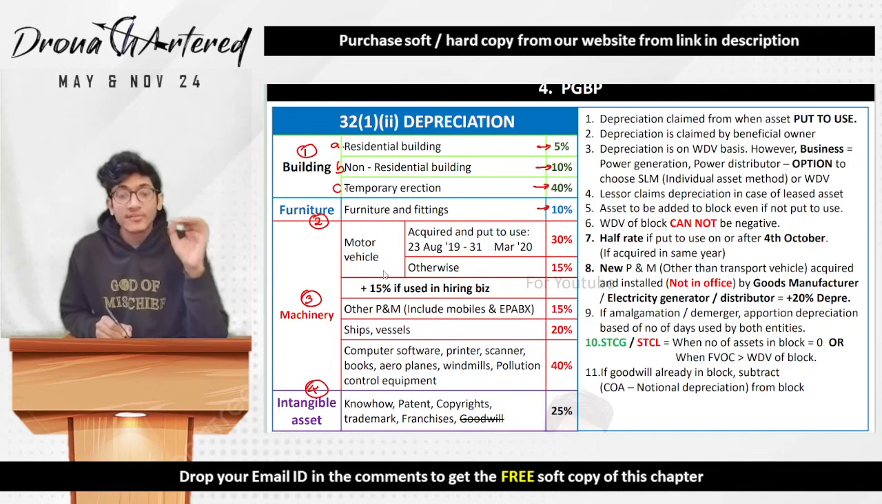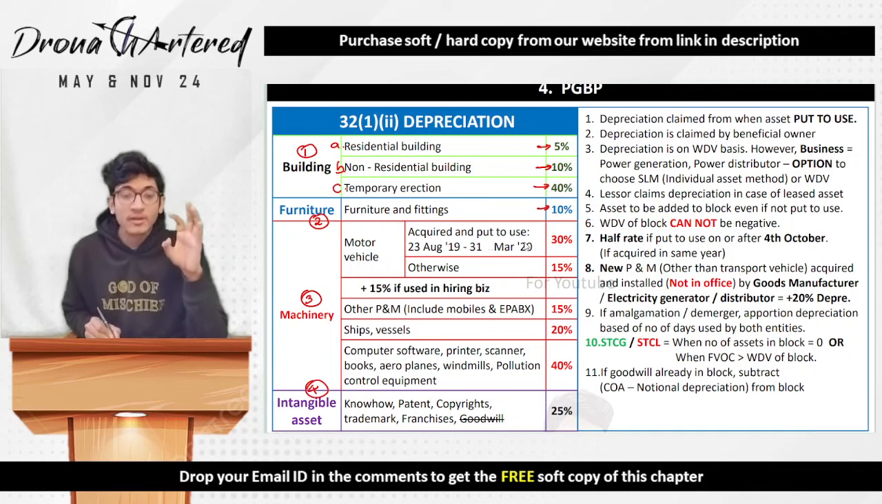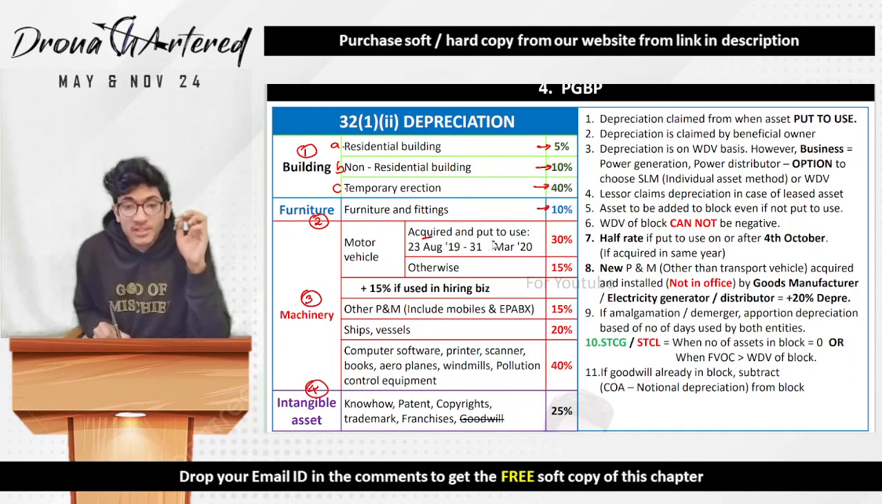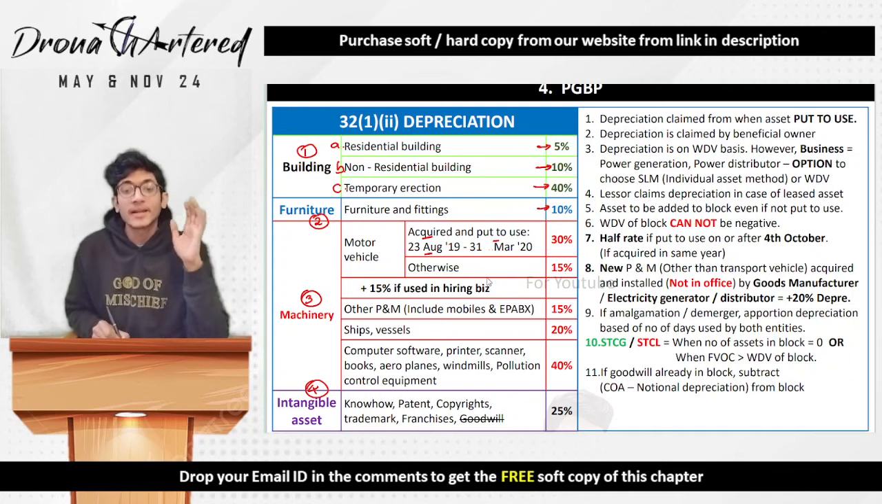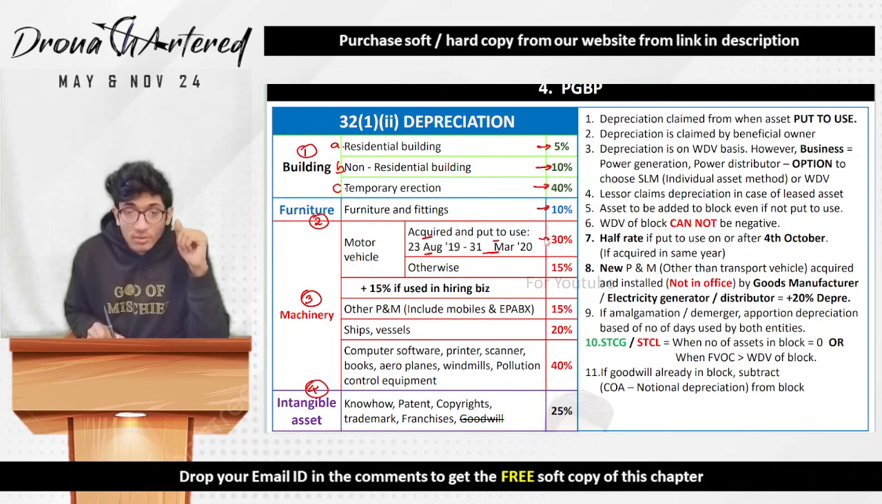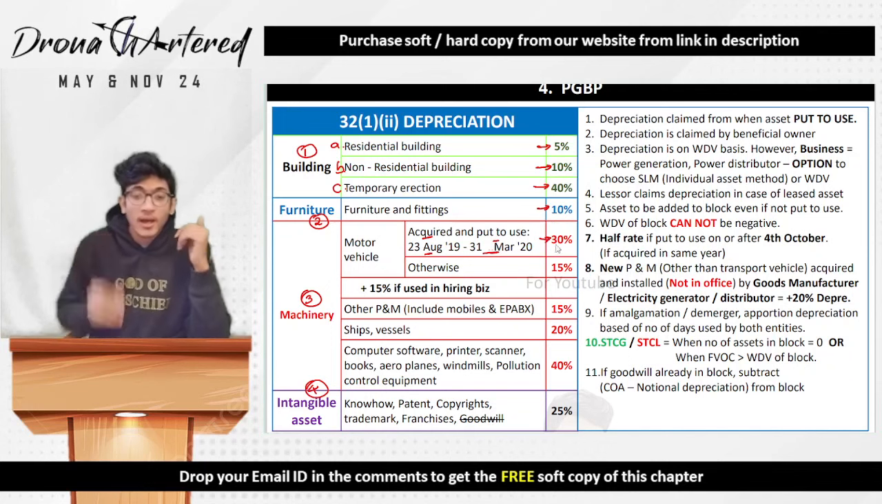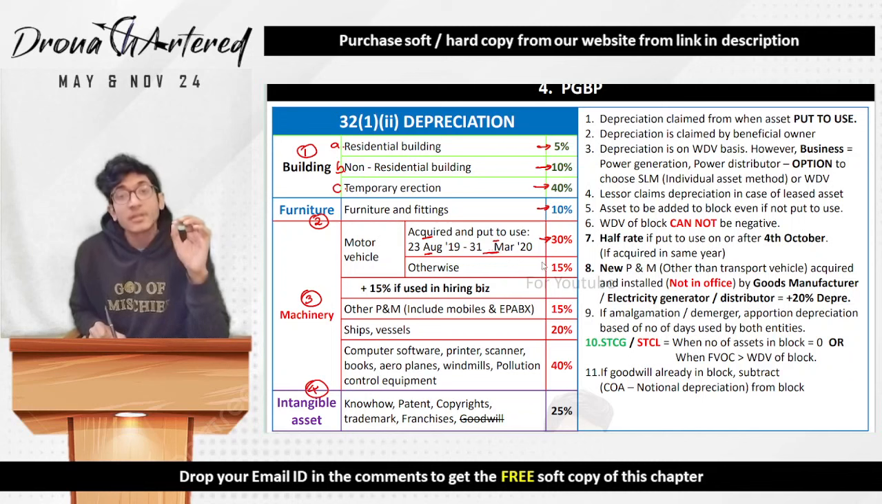So under machinery, first is your motor vehicle. Under motor vehicle, if you acquired and put to use, if both of these things were done, that means you acquired, you purchased it, and you put to use between the date 23rd August 2019 to 31st March 2020, in such a case, depreciation will be allowed at the rate of 30%. So 30% depreciation will be allowed if it was acquired and put to use between this date. Otherwise, your depreciation on motor vehicles is 15%.